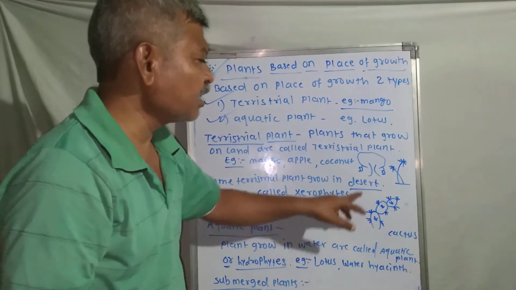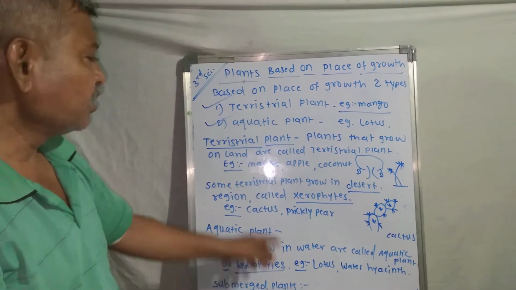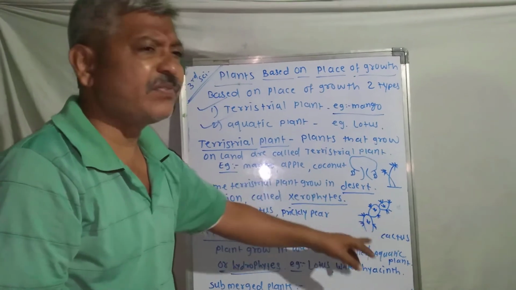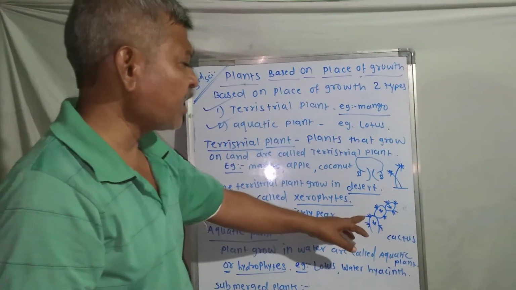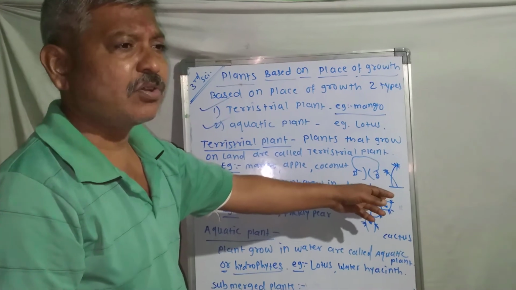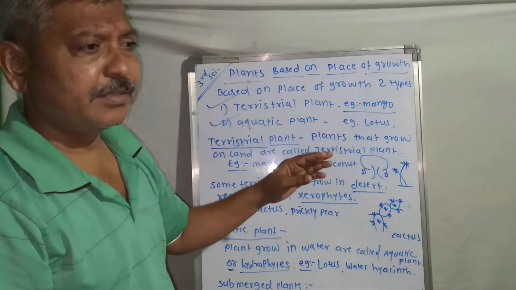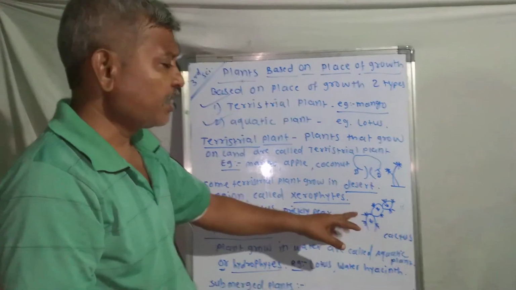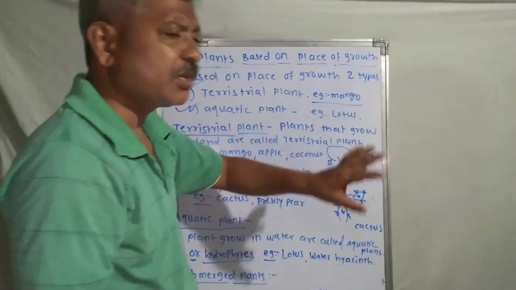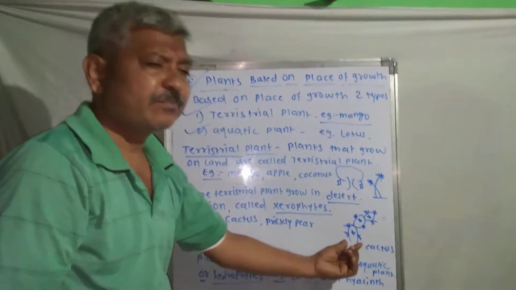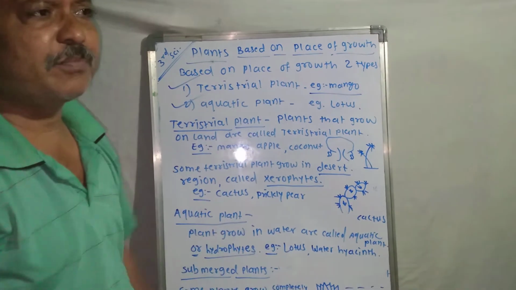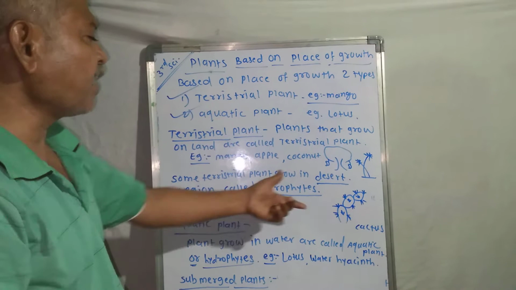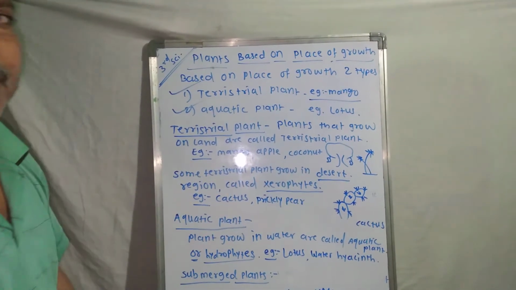These plants have a special kind of adaptation to survive in the desert region. For example, they are leafless plants. The leaves of the plant are converted into thorns. That's why excess loss of water through the leaves is prevented, and due to the absence of leaves, their stem becomes green and performs the function of photosynthesis. So in this way xerophyte plants grow in the desert region.